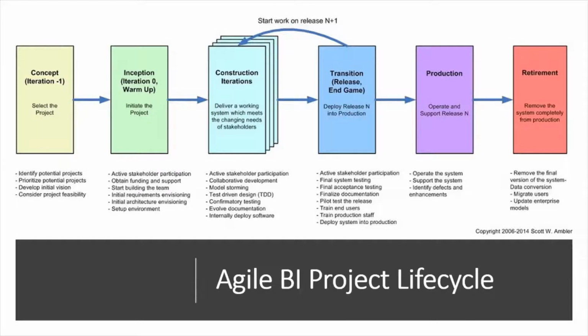Now we have some basic phases within the Agile BI project lifecycle. These phases are concept, inception, construction, transition, production, and retirement. At the concept stage, we define the vision for our project. At the inception stage, we take a look at our requirements.